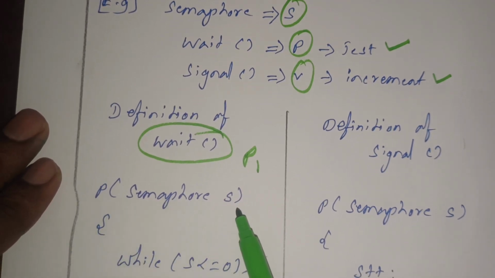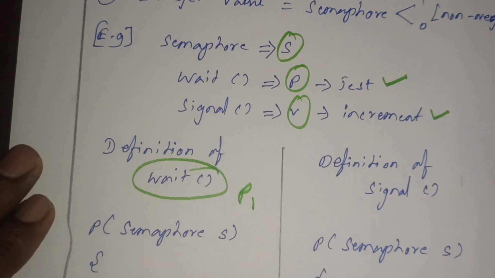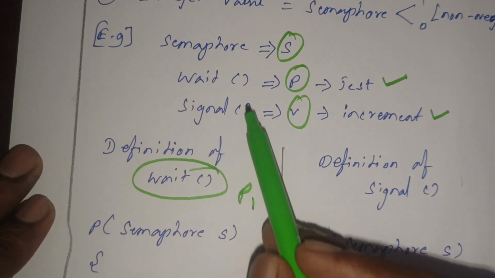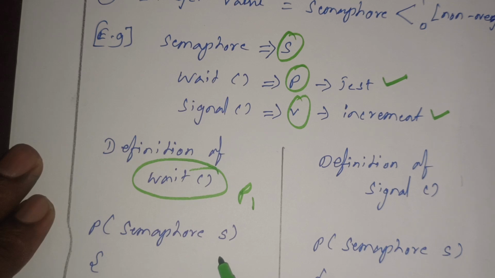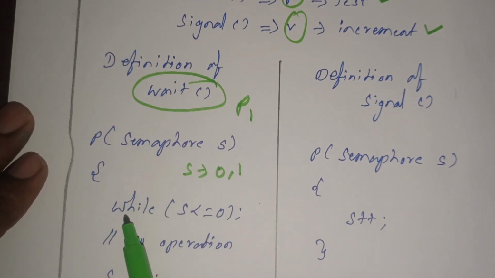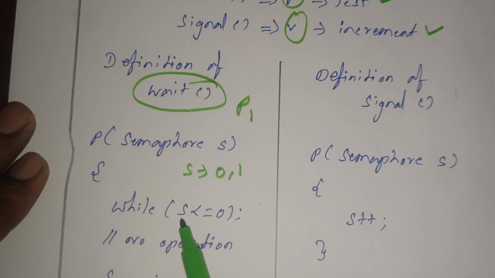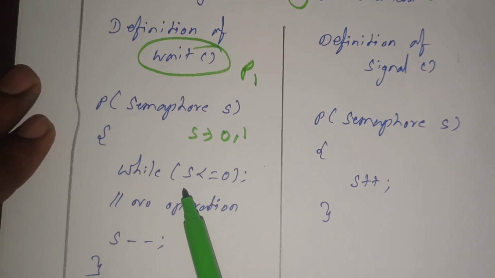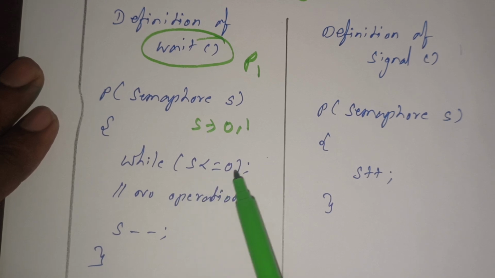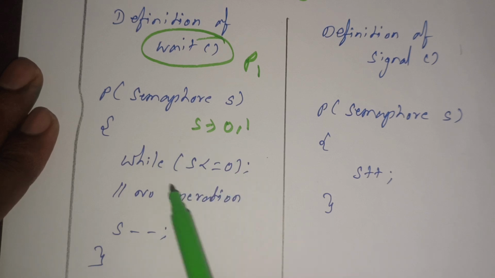P of semaphore S. P in the sense that I am going to test. P is to wait. P1 is testing it. I told you already that the semaphore value can be either 0 or 1, right? So now P1 is checking the condition: while S is less than or equal to 0. I told you already S cannot be a negative value. So I am checking S less than or equal to 0, semicolon. This while loop can be broken only when the condition is false. If it is true, then nobody can break this while loop.